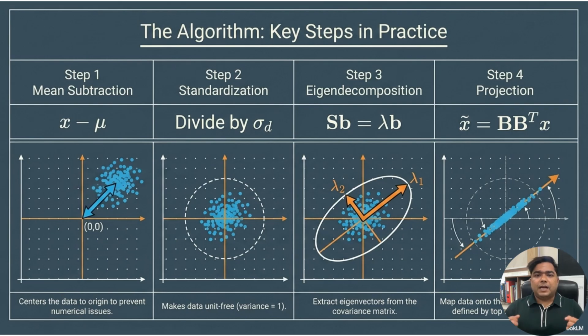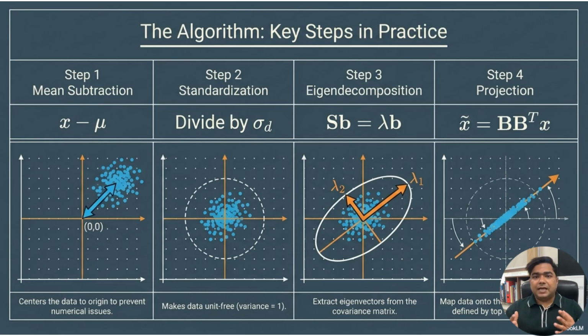This slide summarizes the practical PCA algorithm step by step. Step 1 is mean subtraction. For each feature, we subtract the mean value. The formula can be read like this: x minus mu. In words, we take each data point and subtract the mean. This centers the data around the origin. This step is important because PCA depends on variance around the mean. If we do not center the data, the first principal component may be influenced by the location of the data rather than the direction of variation.